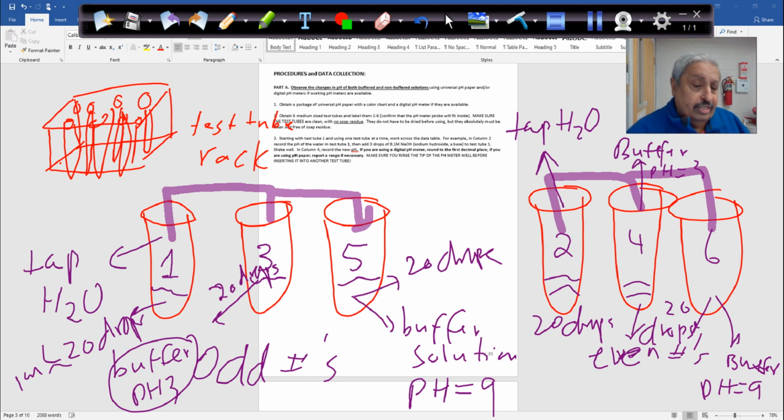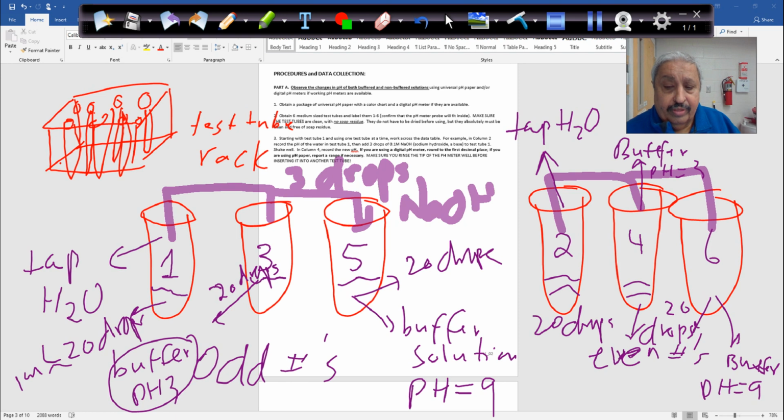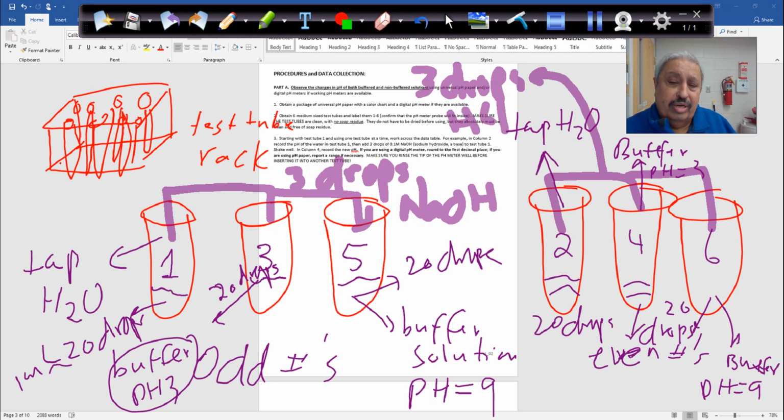Then the second step is to add to all those here 3 drops of sodium hydroxide. In those here, you will add 3 drops of HCl. The molarity is very dilute. It's not 0.1 molar.